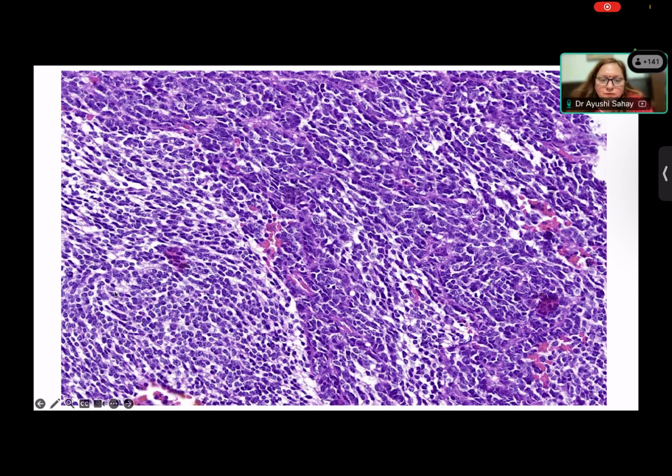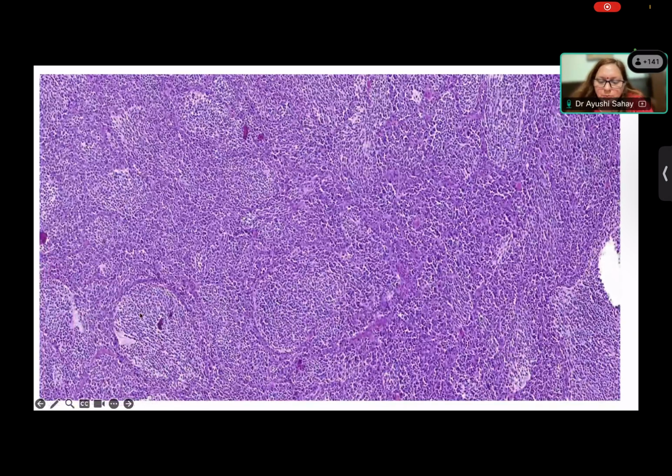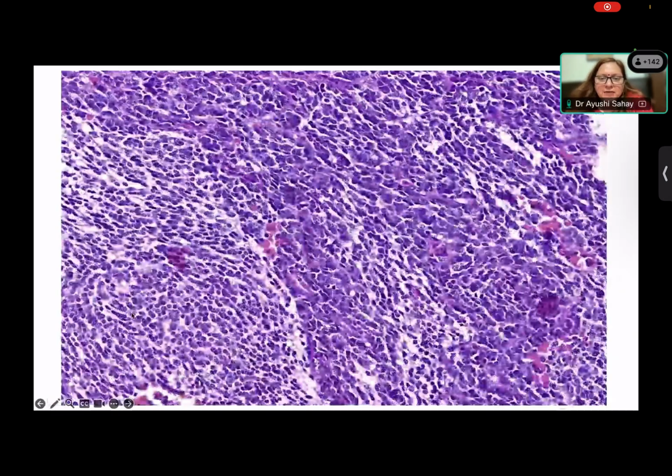So the more differentiated, more uniform, smaller cells, with some streaming in between, and some pale pink material scattered here and there. While here you are having very undifferentiated round blue cells. So would you like to say anything about the width of these internodular areas?